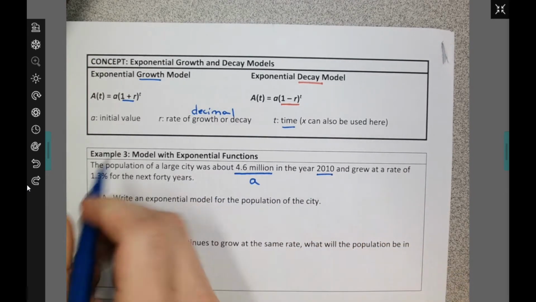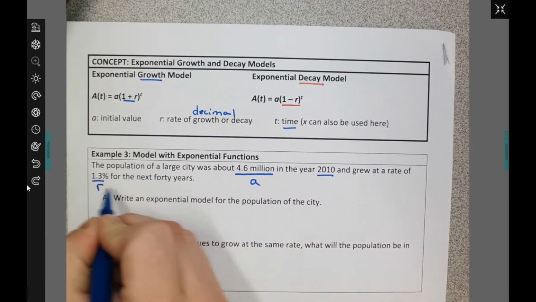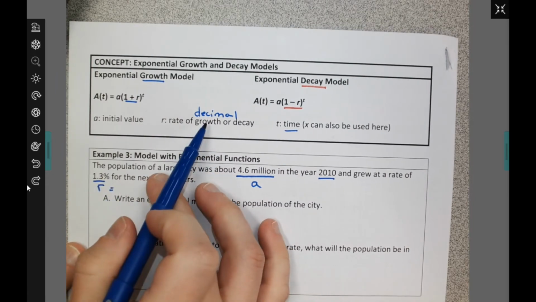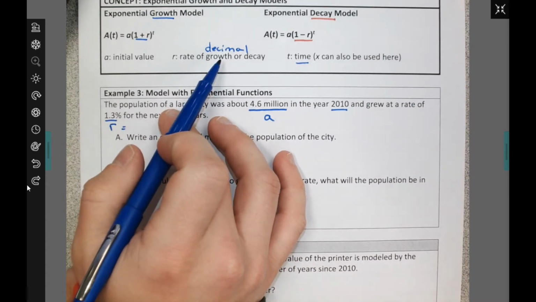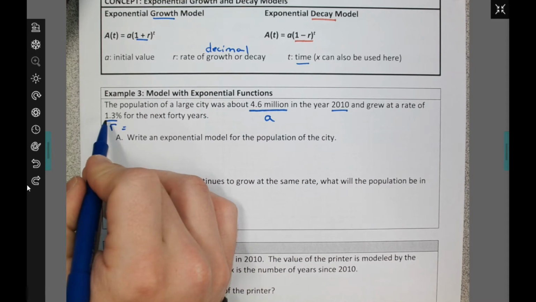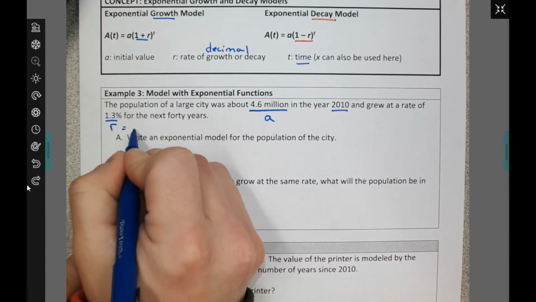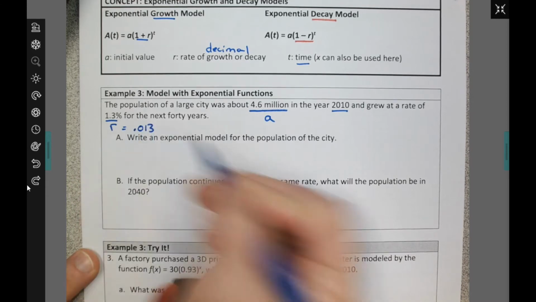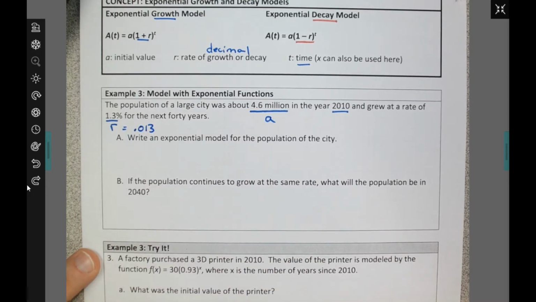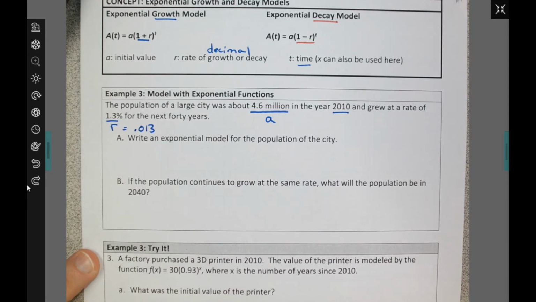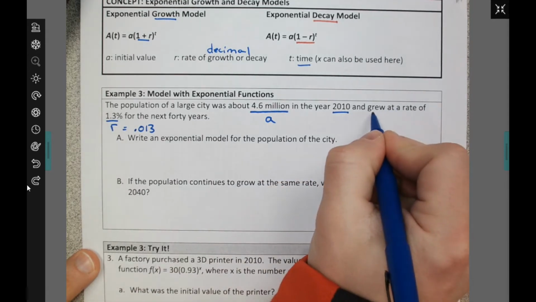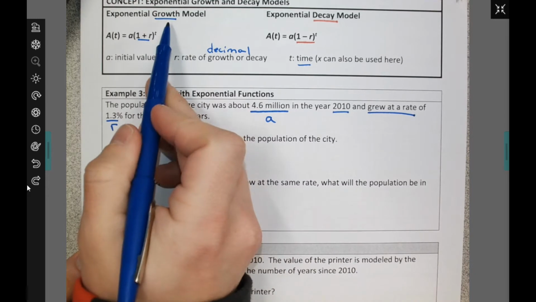And then it grew at a rate of 1.3%, so that's our r. But like I told you up here, the rate has to be in a decimal. So to get 1.3% to be a decimal, I'm going to divide by 100. It's going to be 0.013. For part A, they want us to write an exponential model for the population of the city. Since we were growing, it's going to be a growth model.